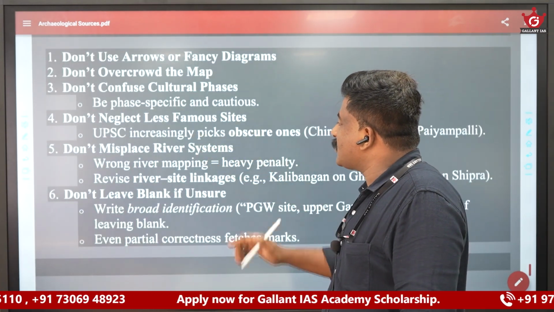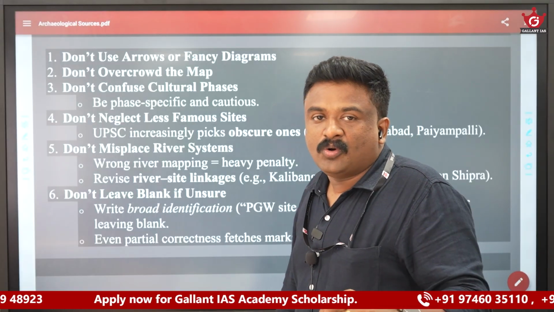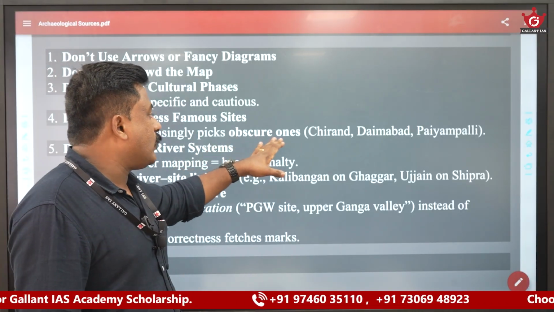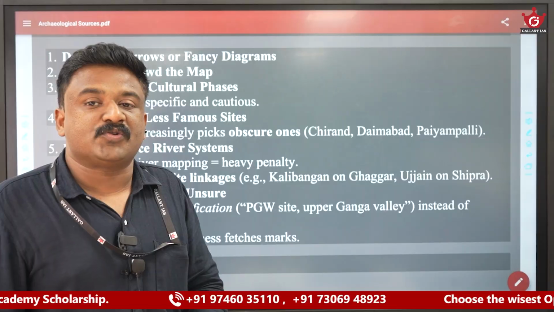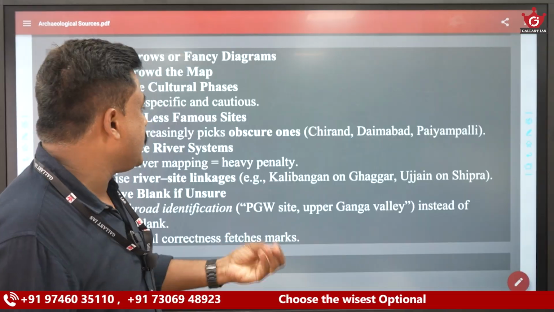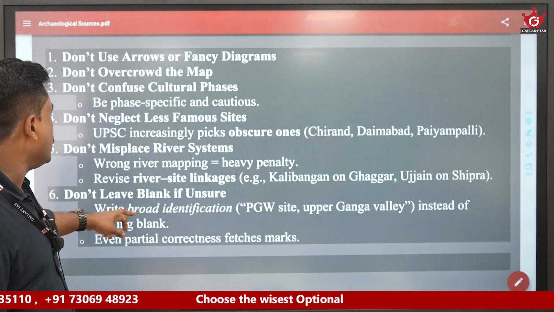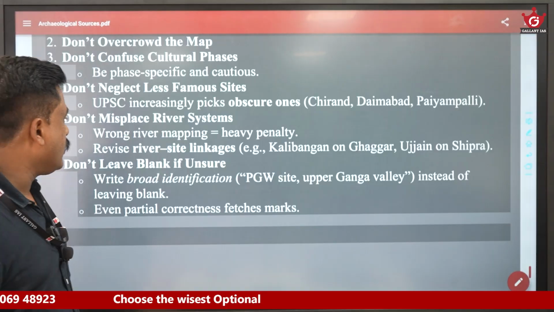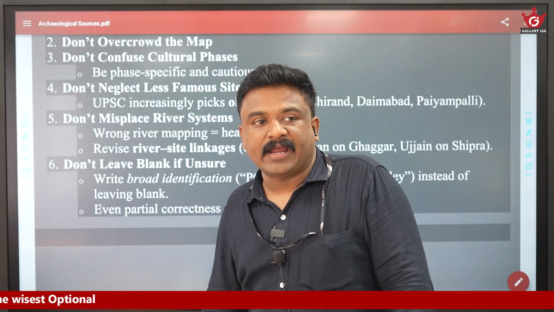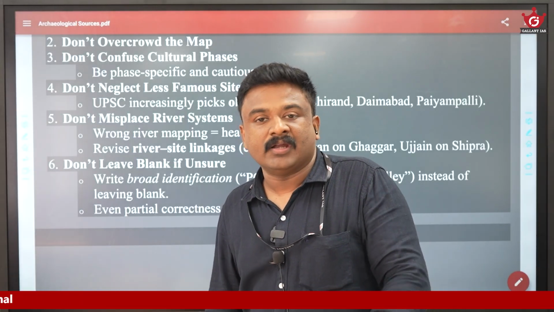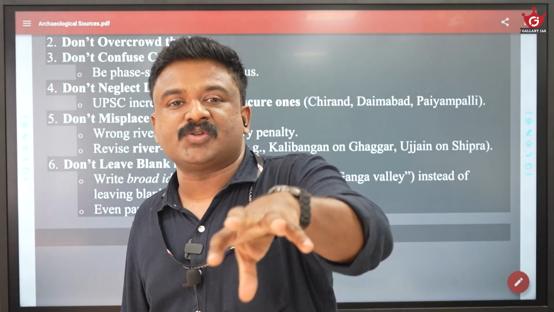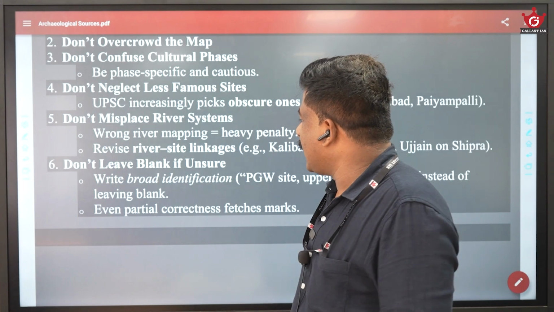Don't neglect less famous sites. Yes, UPSC has now started a trend like this. They increasingly pick obscure ones. Okay, they are not so famous, not so popular, but the less famous, less popular sites are being repeatedly asked. So focus on that. Don't misplace river system. Okay, wrong river mapping. For example, a site on the bank of Krishna River, and you placed it on Godavari River. Don't be confused. Be clear with that river system, mountain ranges, corridors, trails, plains, etc.